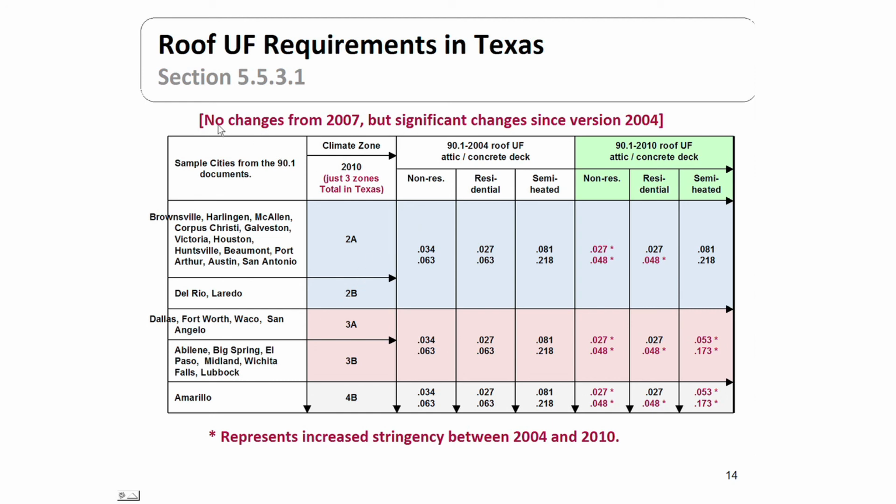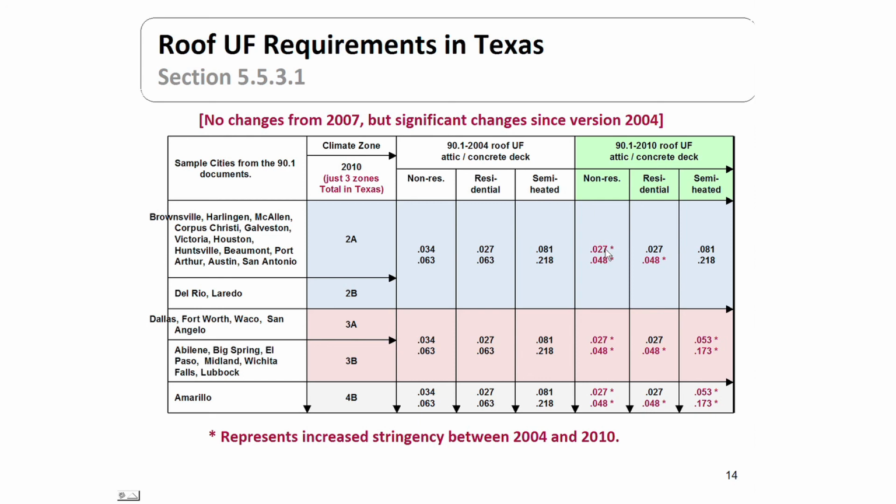I point out here that there have really been no changes since 2007, but fairly significant changes since version 2004. And I thought I'd just highlight some of these with some of the cities in the state shown over here. And over here in kind of a maroon color, you can see some of the values that have been changed, and of course they're changed in the downward direction, meaning the requirement has gotten more stringent, between moving from 2004 up to 2010.